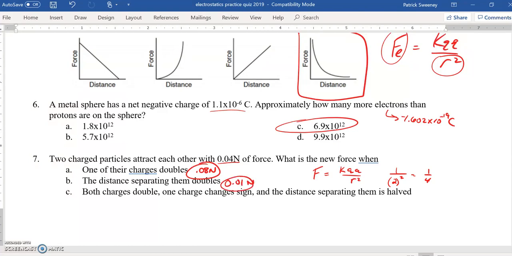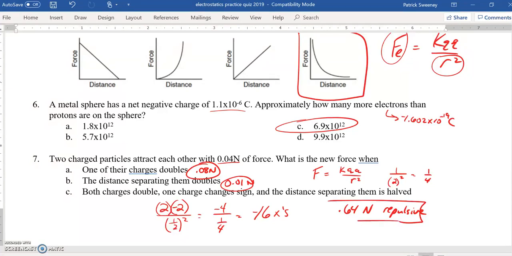And if both charges double, one charge changes sign, and the distance between them is cut in half, you end up with -4 over 1/4, which is -16 times the amount of force. So 16 times 0.04 is 0.64 newtons, and I would call that a repulsive force now, since one of the charges changed sign, so now instead of attracting, they're repelling.